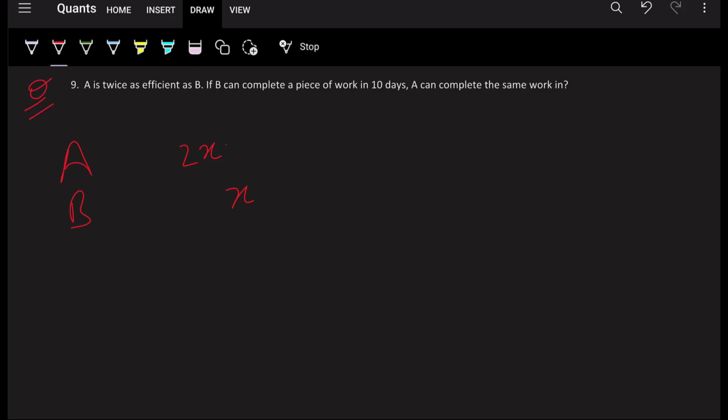Now, if B can complete a piece of work in 10 days, the work will be what? 10x. Why? Because work is efficiency into time. So the work will be 10x, from B's calculation we have taken.